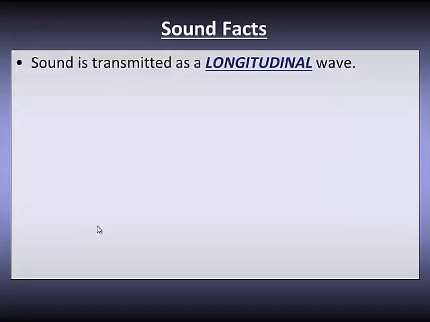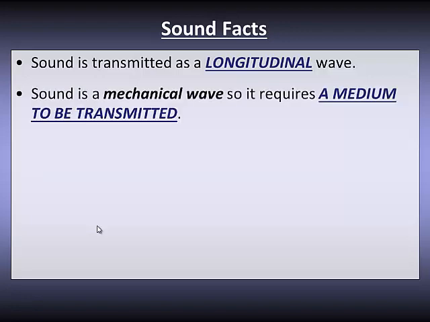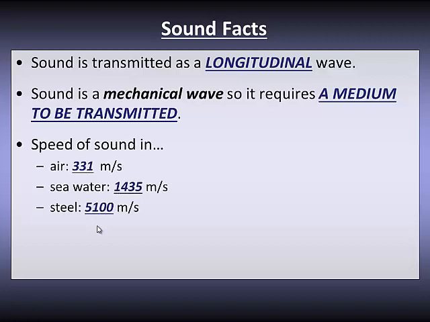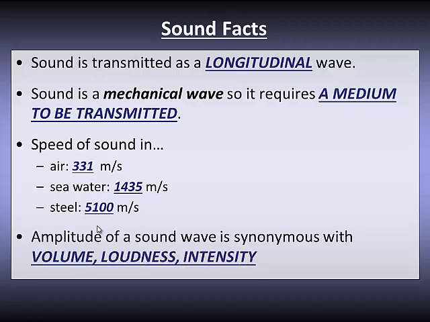Sound is a type of wave. It's transmitted as a longitudinal wave, meaning it's parallel to the direction of motion. It's a mechanical wave, so it requires a medium to be transmitted, like the air. The speed of sound in air is 331 meters per second. There's a speed in water and steel. And the amplitude of a sound wave is synonymous with volume, or loudness, or intensity.